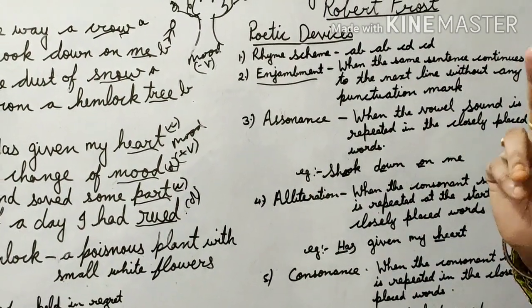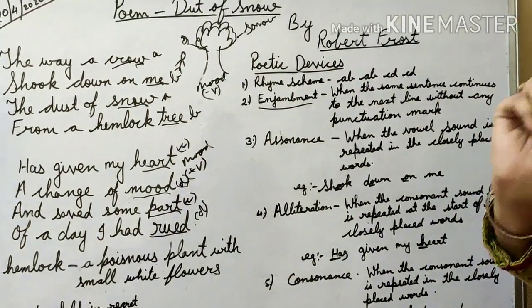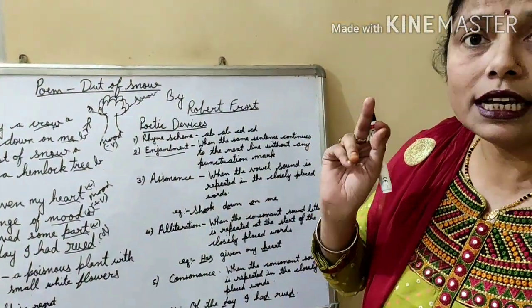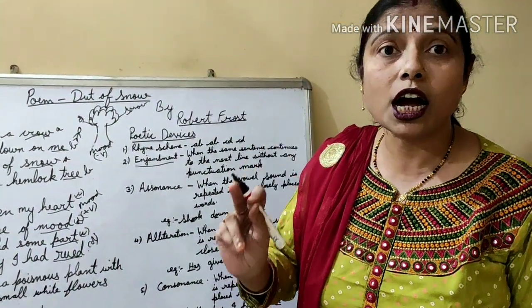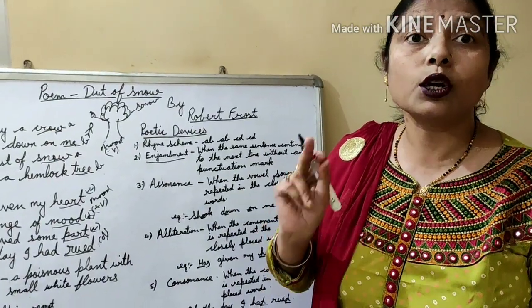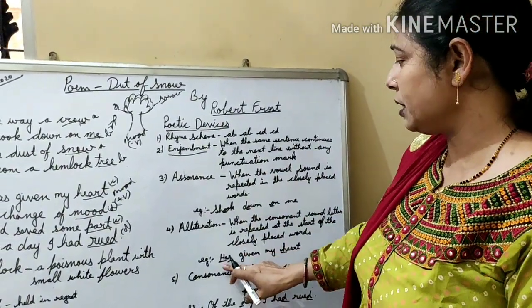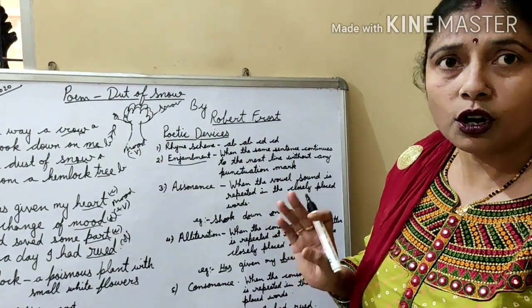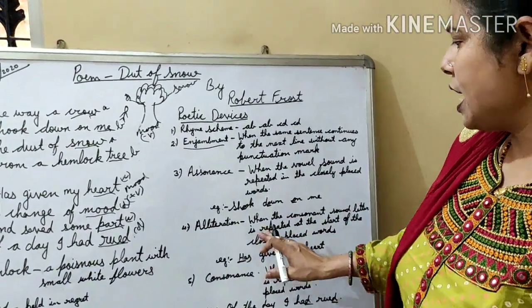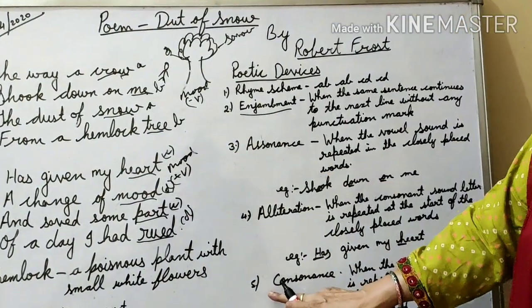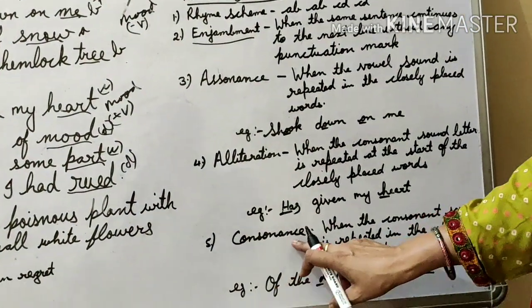Always remember that alliteration will be only when the consonant sound is repeated at the start of the word, in closely placed words in the same line. Only when it is repeated at the start is it alliteration. All of you are understanding, children? Now our next poetic device of this poem is consonance.